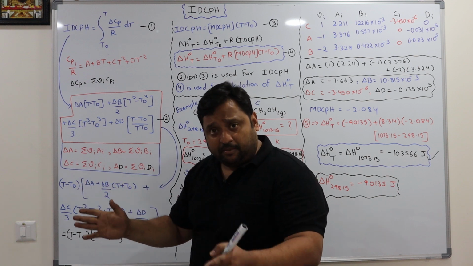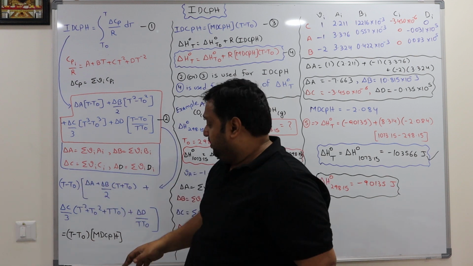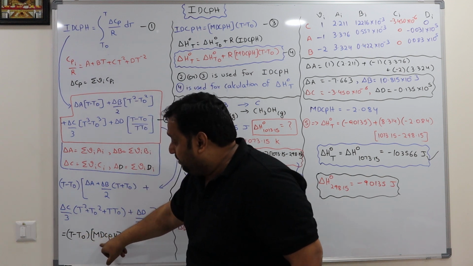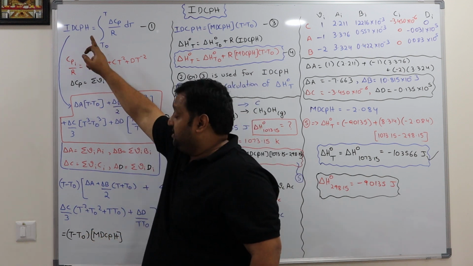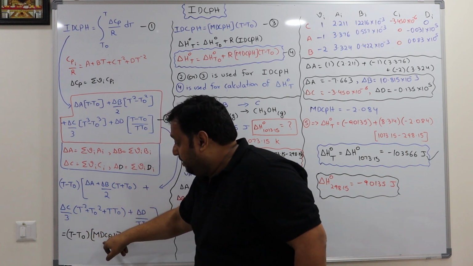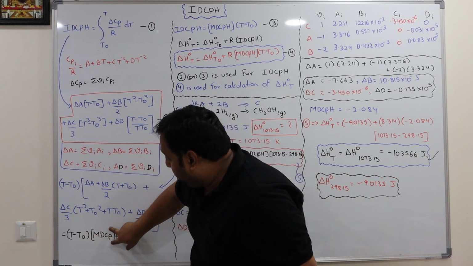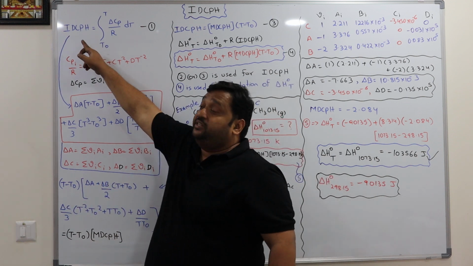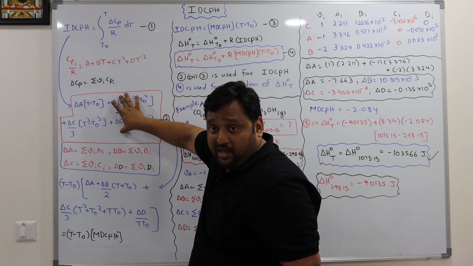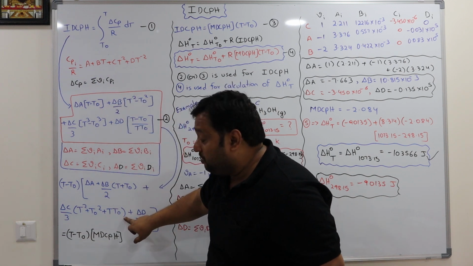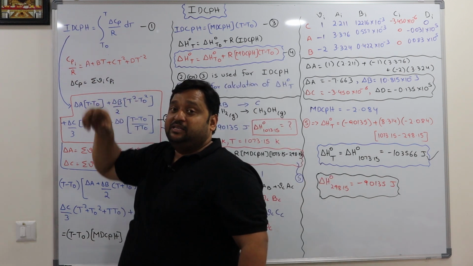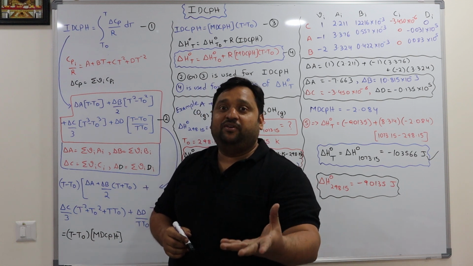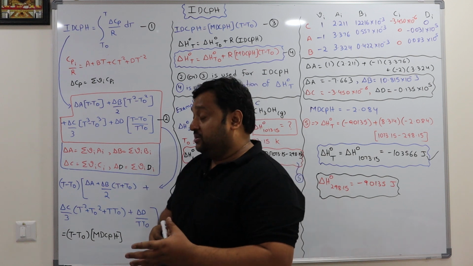If you simplify it more, then this IDCPH is nothing but (t minus t0) into MDCPH. What is this MDCPH? It is there in the bracket. That means to evaluate this term, you can use either this formula or this formula to calculate this IDCPH, because once you know the IDCPH, you can calculate the enthalpy of a reaction at any temperature.